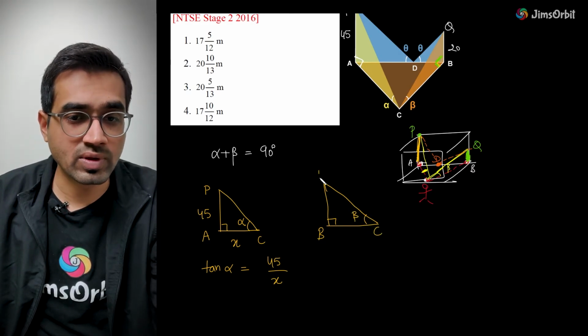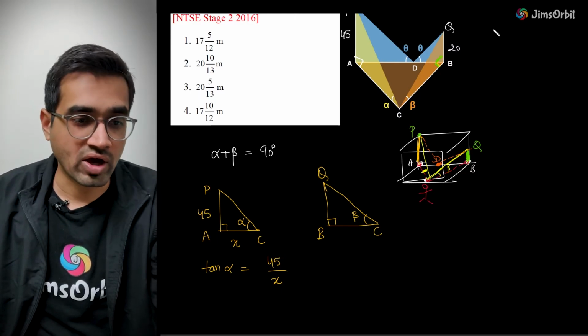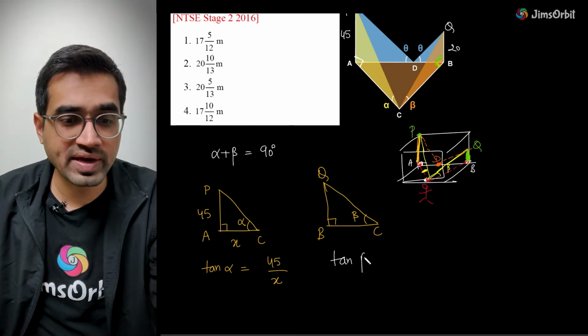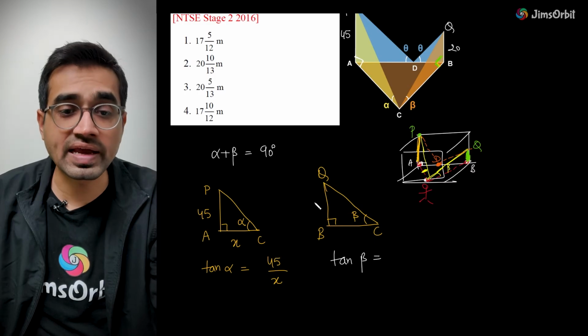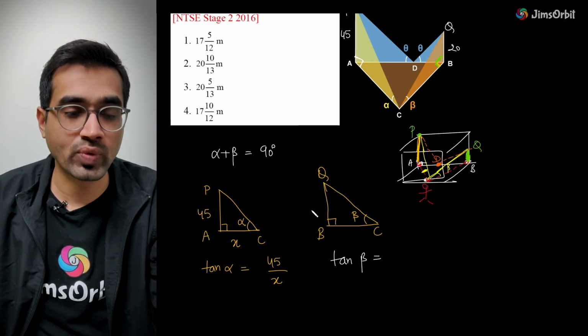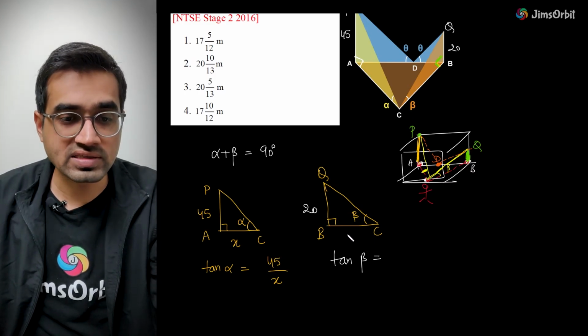Okay, and this is the point Q. Now I will write in white. So this will be tan beta. Tan beta will be what? This is again the height of the pole, which is how much? 20. Okay, and this is BC.